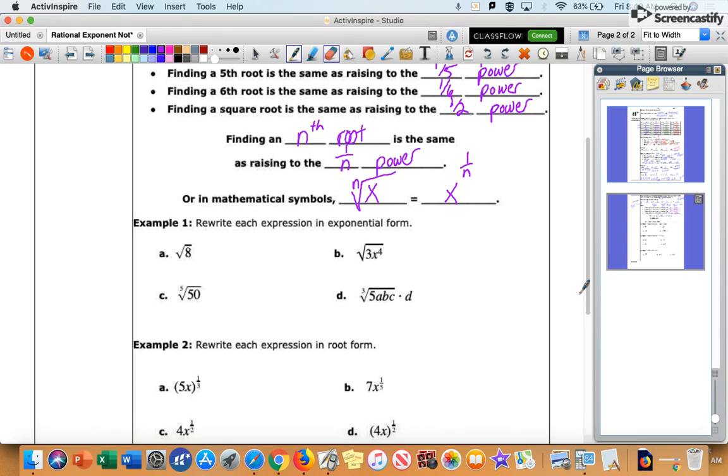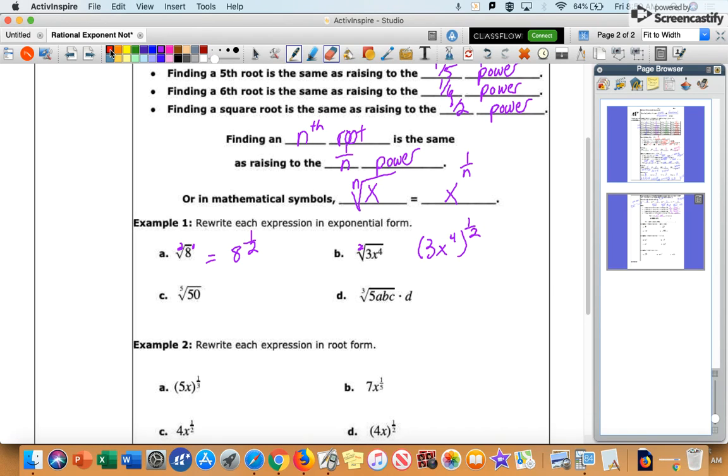All right, so now we have rewriting expressions in exponential form, so you don't actually have to solve this. Let's just rewrite it in its exponential form. This square root really means it's 8 to the 1/2 power. This being 3x to the 4th power, and then it's a square root here. That's the same thing as saying 3x to the 4th, to the 1/2 power.